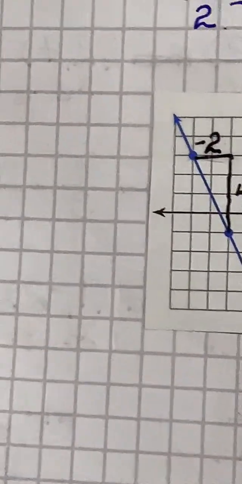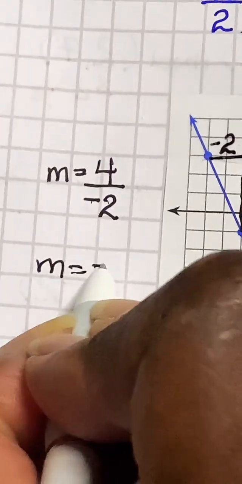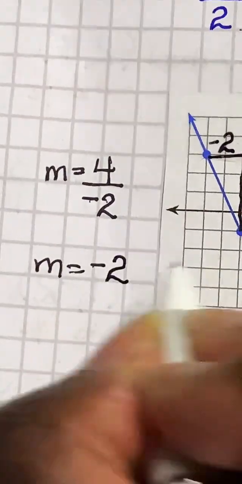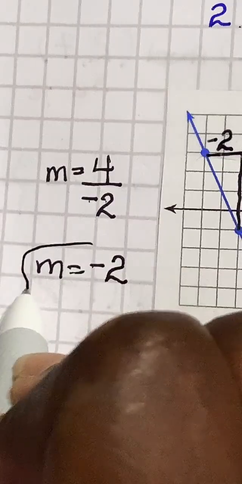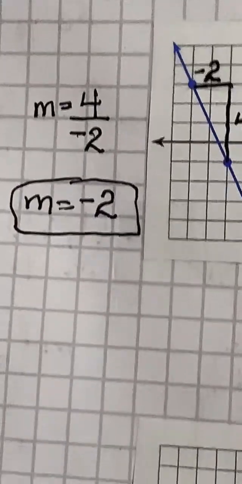So my rise, I'm going to put it over here. My rise was the 4. And my run was the -2. But that can be reduced. You can simply look at it as 4 divided by -2. A positive divided by a negative will give us a negative. And then 4 divided by 2 will give us 2. So you could say your slope is -2/1 or just -2.